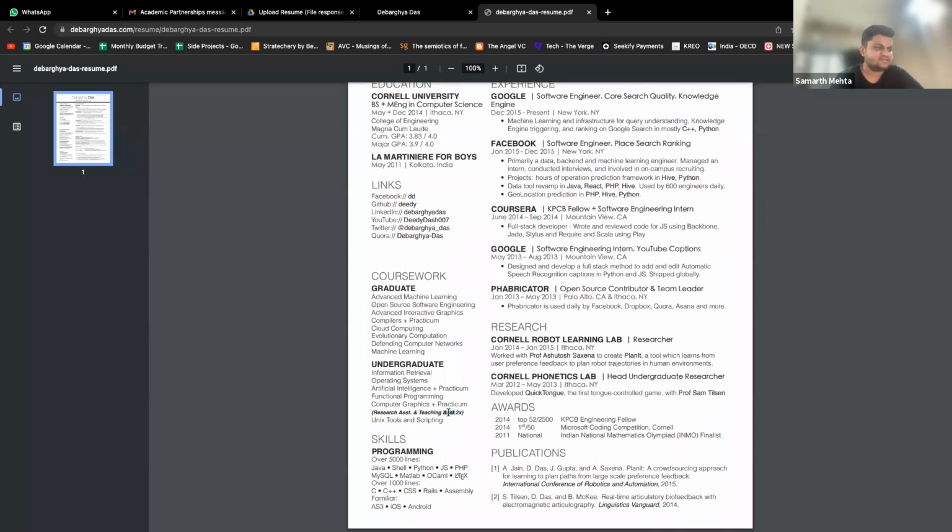Because if a CV is more than a page or it goes beyond a page, right, it does not make sense because no one will be looking at two or three pages. Everyone will stop at one page, right? So it is very important that the entire CV gets fit into one page, okay?